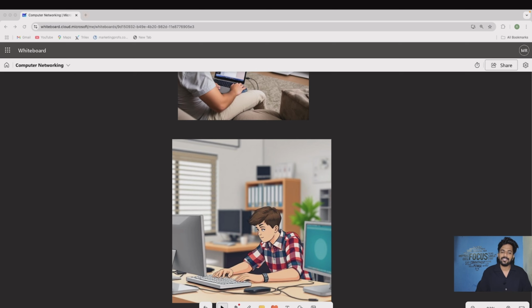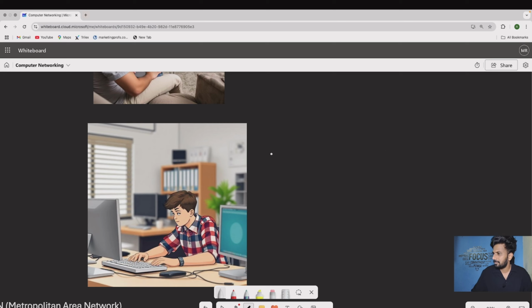The first one is wireless LAN. Wireless LAN stands for wireless local area network. It's a type of LAN that connects devices wirelessly using Wi-Fi instead of cables. It's very simple. If you don't want to connect your laptop with a cable, you use Wi-Fi. That means it functions like a LAN but without physical wires. That's what we do every day.